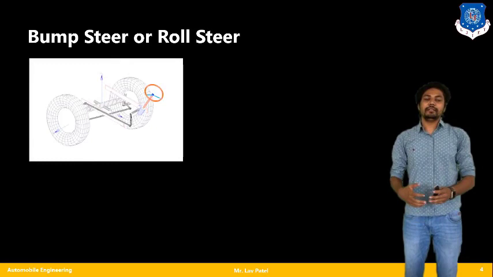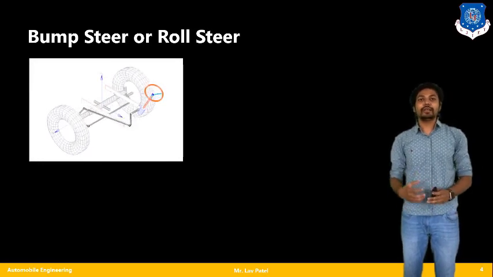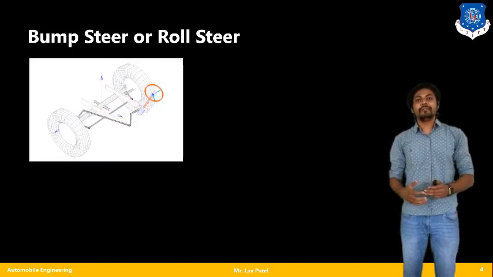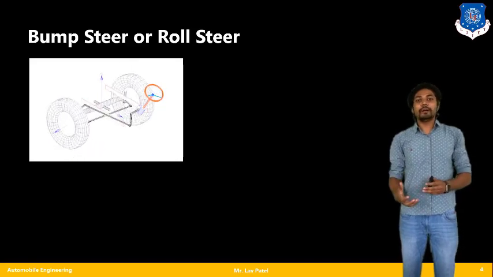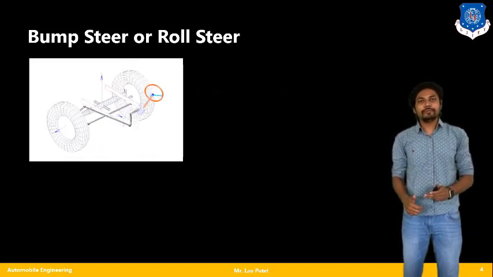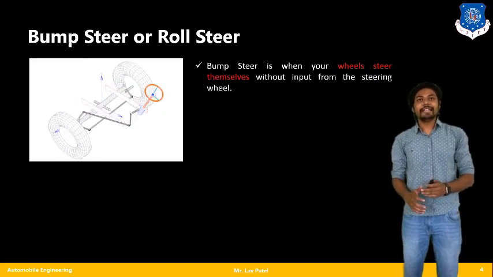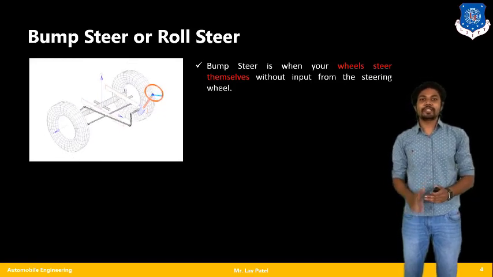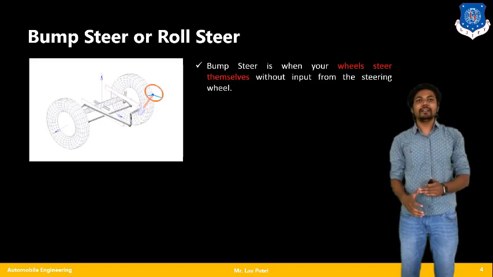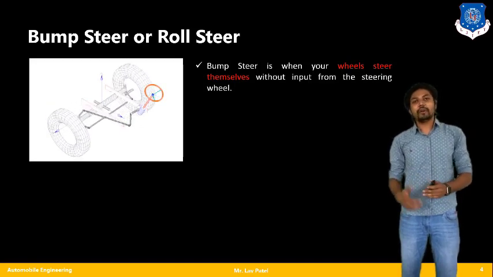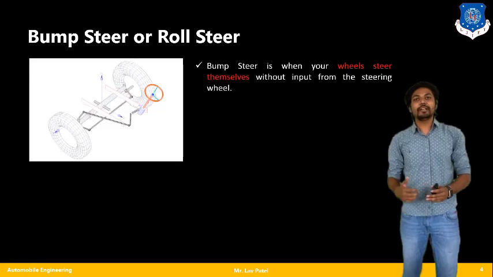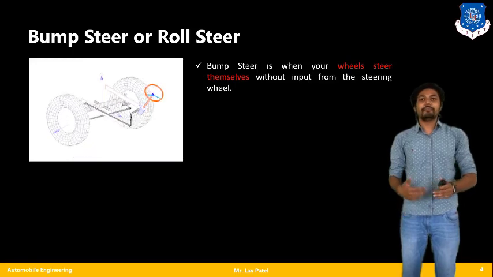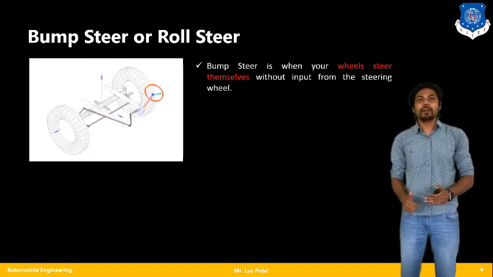According to its name itself, you can find that it is highly based on the road condition, or we can say the bump or hump of the road. In definition terms, bump steer is when your wheels steer themselves without input from the steering wheel. This is the condition where my vehicle feels the bump, depending upon the road condition. Without any input from the driver, my steering reacts by itself. That is called bump steer or roll steer.